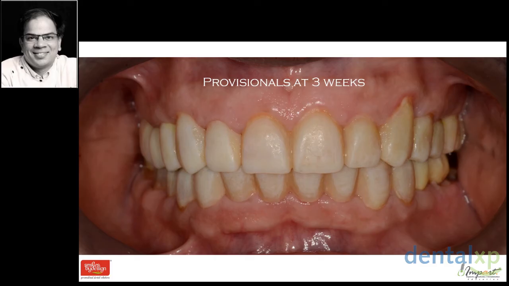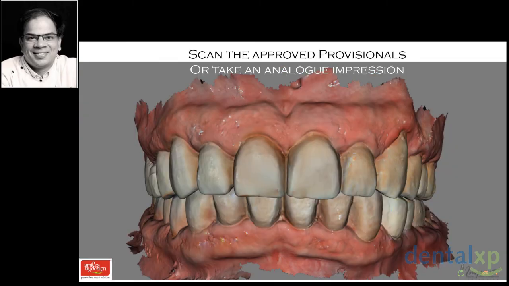So here I'm going to first scan the approved provisionals so that I have the data with me in the end to make the teeth as long as the patient has approved, or I can take an alginate impression of these upper and lower casts and give it as a guideline to the lab to follow.